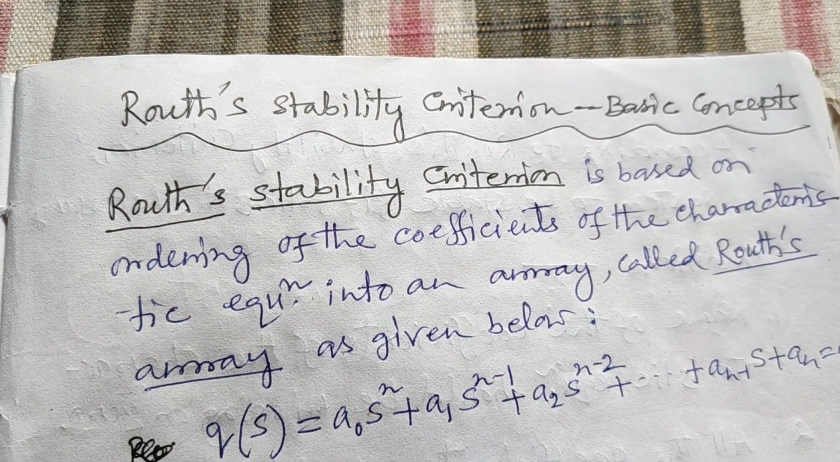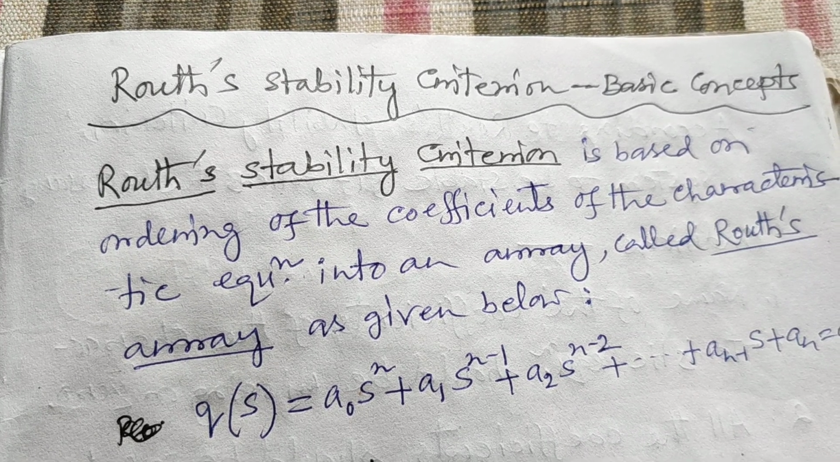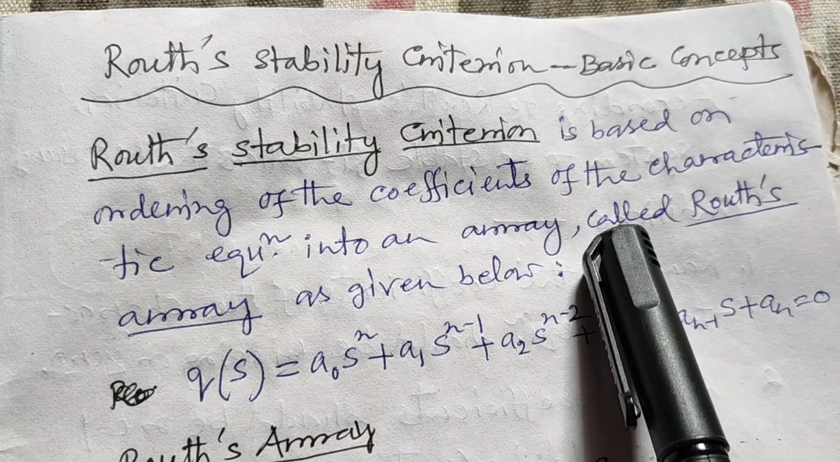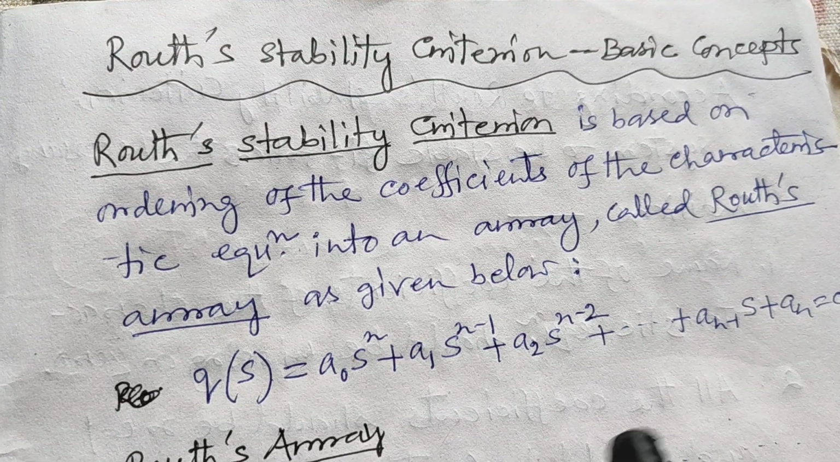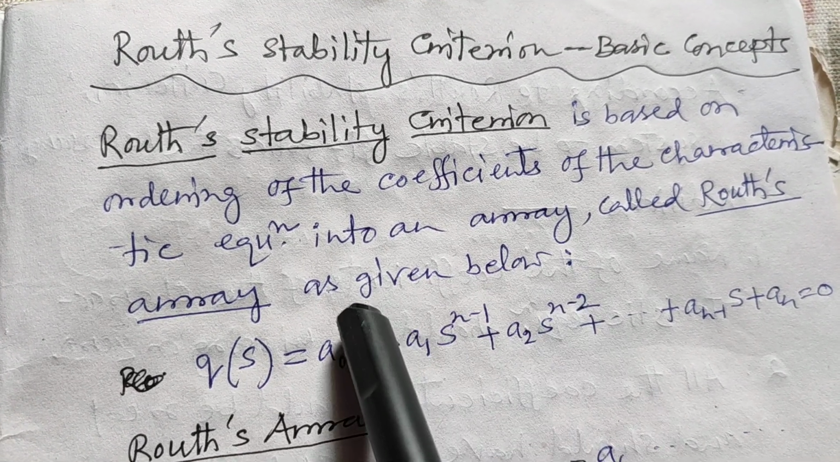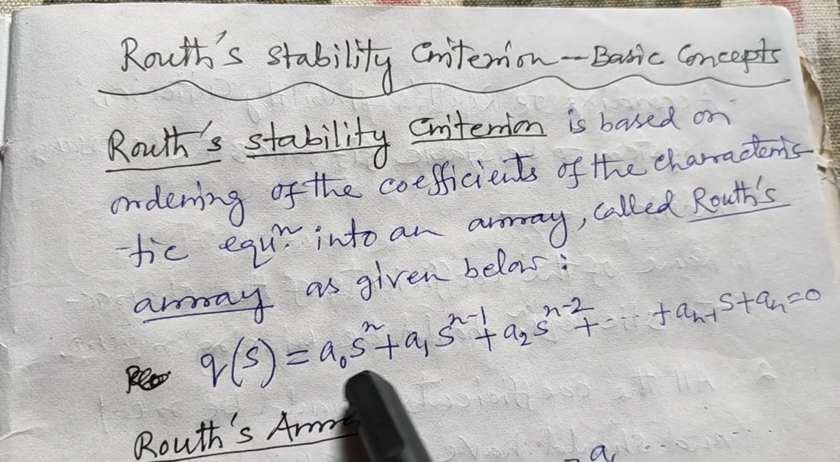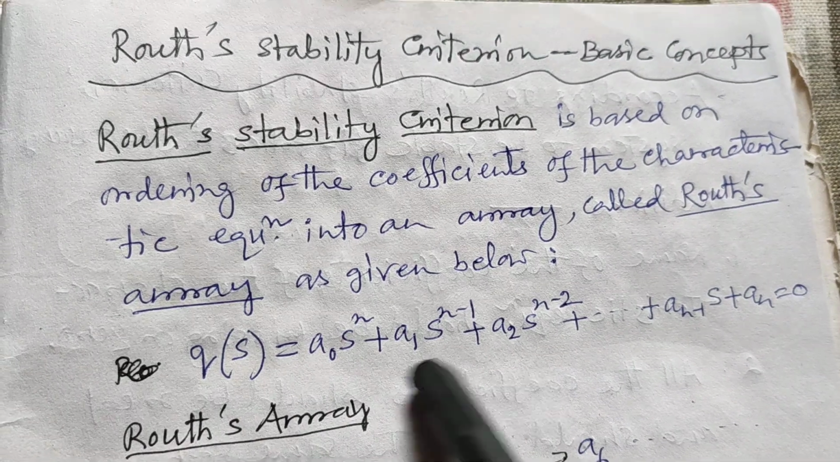Hi everybody, today I am going to present my lecture about the Routh stability criterion, the basic concepts of the Routh stability criterion. The Routh stability criterion is based on ordering the coefficients of the characteristic equation into an array called Routh's array. Suppose this is the characteristic equation of a system.